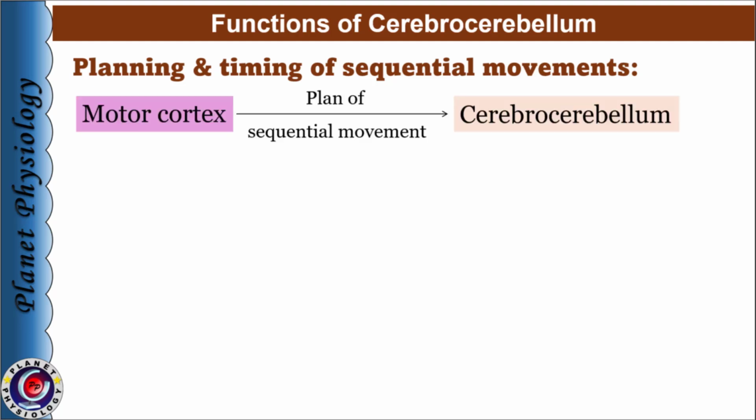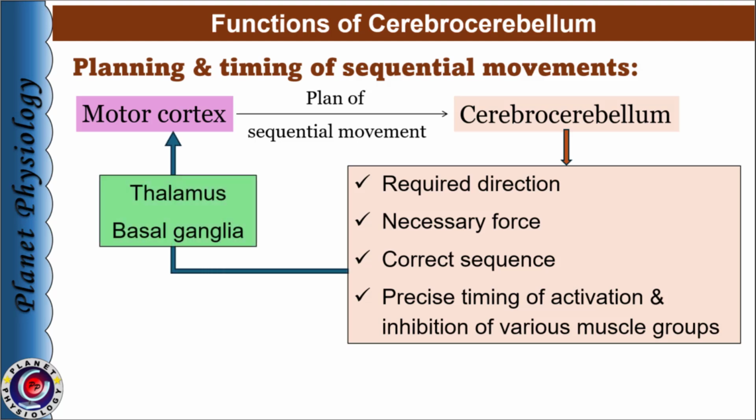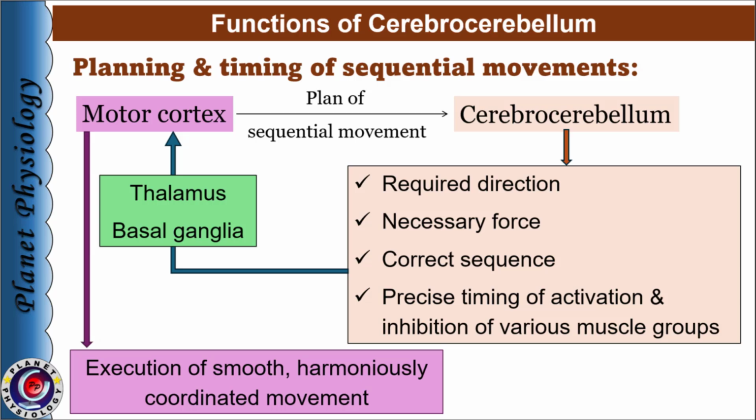The plan of sequential movement begins in premotor and somatosensory cortex and is transmitted to the lateral zone of cerebellar hemisphere via pontocerebellar fibers. Here, the cerebellum estimates the required direction, the necessary force, the correct sequence, and precise timing of activation and inhibition of various muscle groups. This integrated information is then sent back to the motor cortex via thalamus and basal ganglia, enabling the execution of smooth and harmoniously coordinated movement.